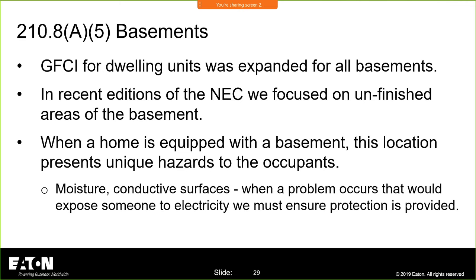GFCIs for dwelling units was expanded to all basements. Again, it was always unfinished basements. And then if you have a basement, the next question is, what's a basement? I've already had that discussion. What a basement is, go to the building code.